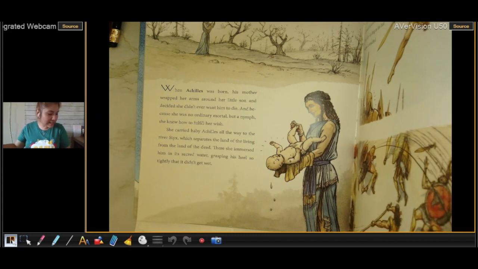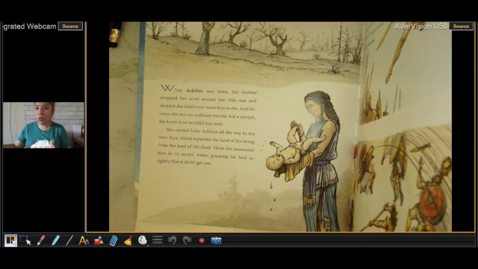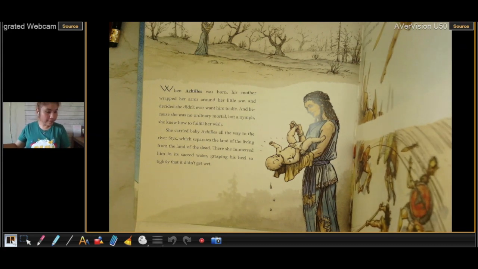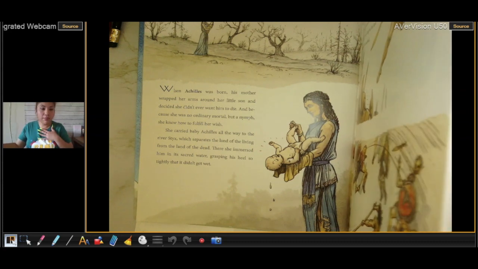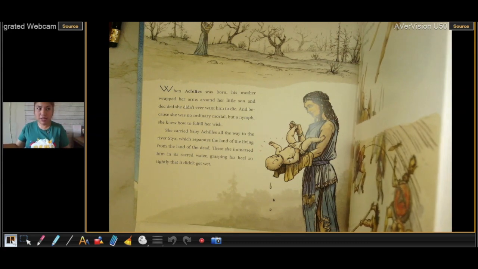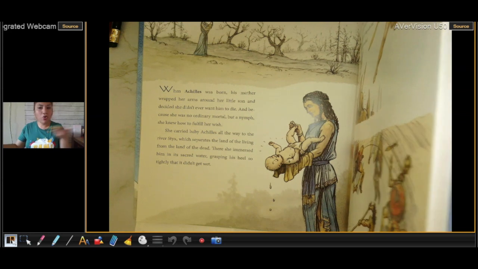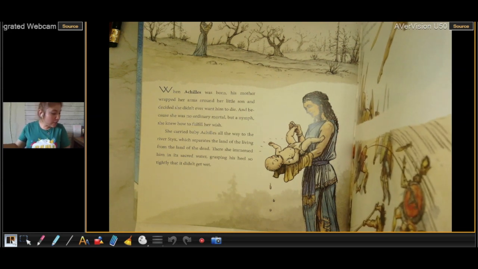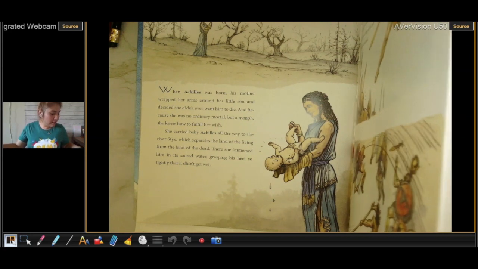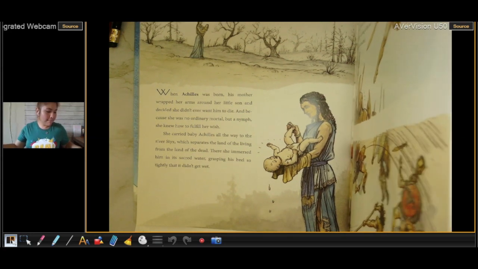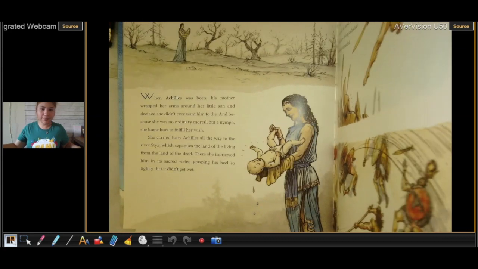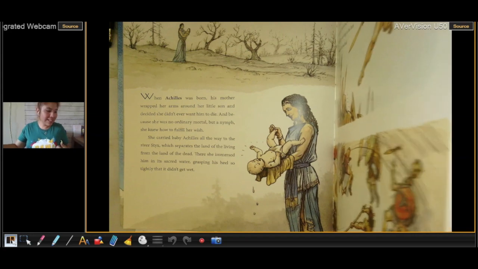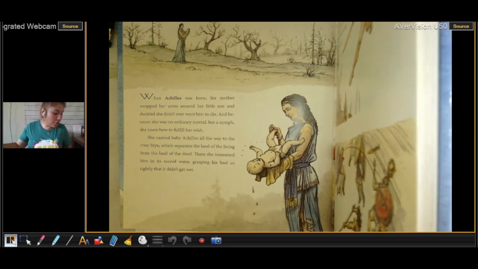Now look what it says. It says Achilles' mother was no ordinary mortal. What does it mean by mortal? So she was a human, but she's not ordinary. So that means, is she special or not special? That means she's special, right? So if she's not an ordinary human, but a nymph, what does that mean? She might not be human, right? Yes. So based on my context clues, she's not an ordinary human.